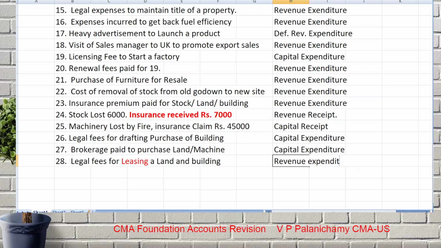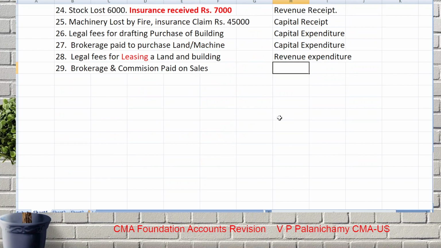Normally rental agreements are drawn for 11 months. It is a short term benefit, so revenue expenditure. Brokerage or commission paid on sales. We are selling a product, and for that we pay our agents brokerage and commission. Revenue expenditure.